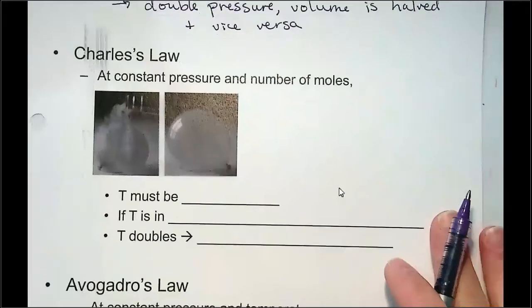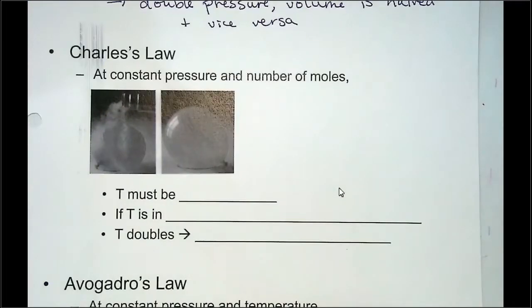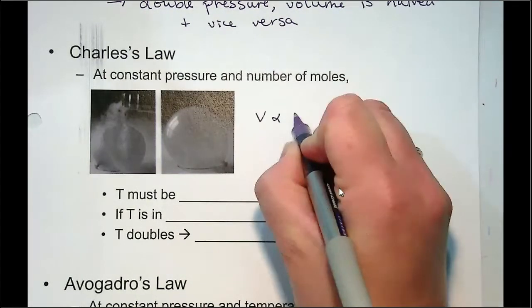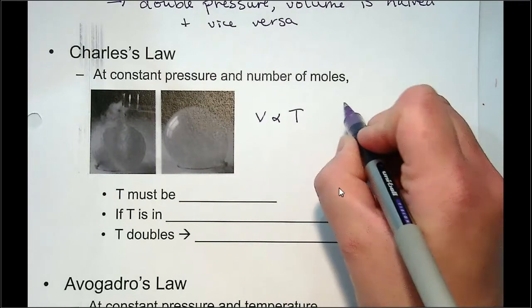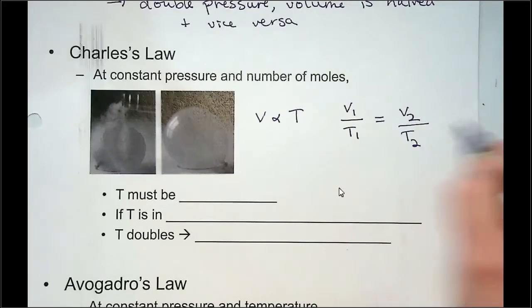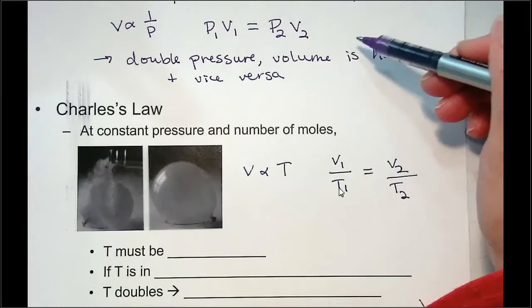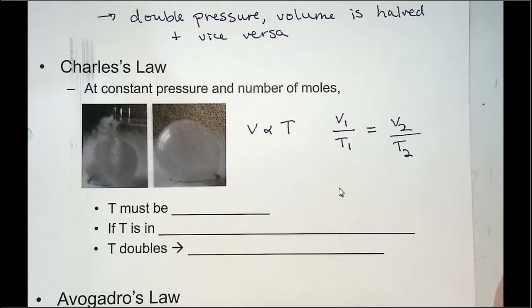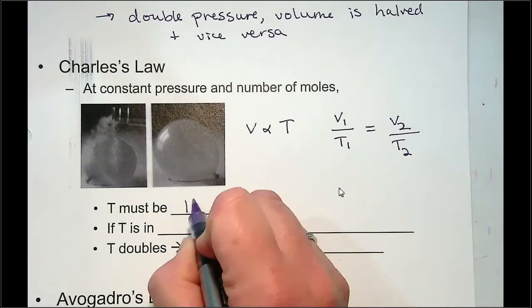Okay. The next law we're going to talk about is Charles' law. So Charles' law says you're keeping the pressure the same and the moles the same. So what variable are you changing? Yes, temperature. So the volume is directly proportional to the temperature. So we can write V1 over T1 is V2 over T2. So this one was an inverse relationship. This is a direct relationship. But the thing about this is it's only direct if your temperature has units of Kelvin.